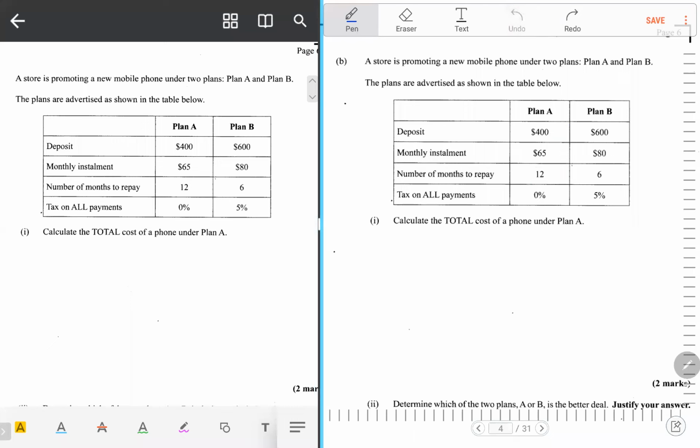Under plan B, you make a deposit of $600, and you pay $80 monthly for 6 months. But then now you have to make a 5% payment on all payments. 5% tax is charged on all payments.